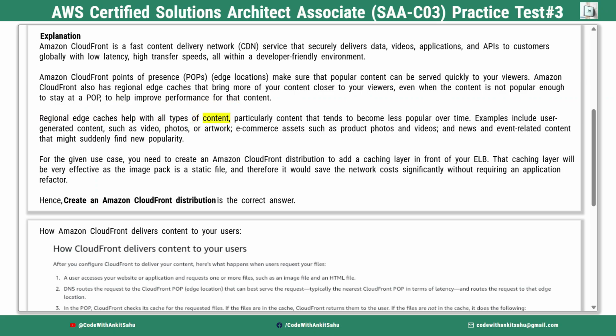Regional edge caches help with all types of content, particularly content that tends to become less popular over time. Examples include user-generated content, such as video, photos, or artwork, e-commerce assets such as product photos and videos, and news and event-related content that might suddenly find new popularity. For the given use case, you need to create an Amazon CloudFront distribution to add a caching layer in front of your ELB. That caching layer will be very effective as the image pack is a static file, and therefore it would save the network costs significantly without requiring an application refactor. Hence, create an Amazon CloudFront distribution is the correct answer.